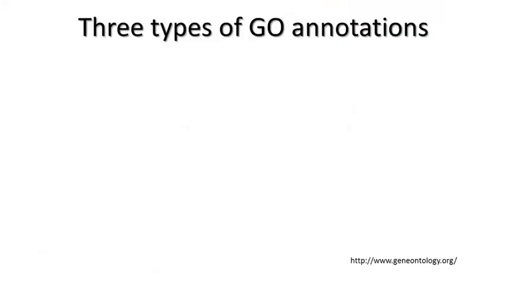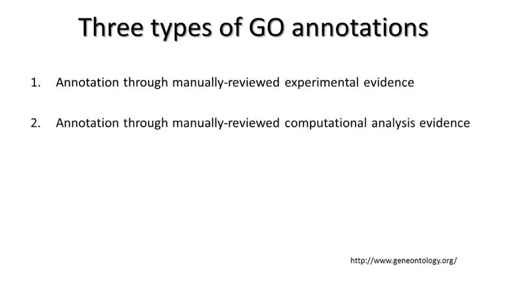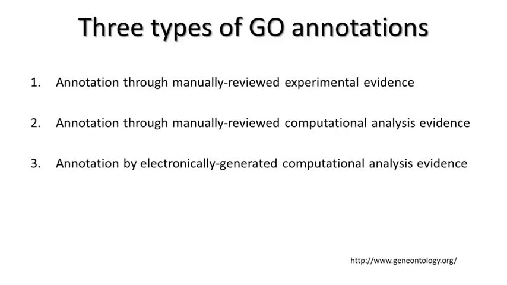The Gene Ontology Consortium uses three ways to associate or annotate a gene with a GO term. Annotation through manually reviewed experimental evidence that links the gene with the GO function. Annotation through manually reviewed computational analysis evidence that links the gene with the GO function. Annotation by completely electronically generated computational analysis evidence to link the gene with the GO function. Let's look at each type of annotation more closely.